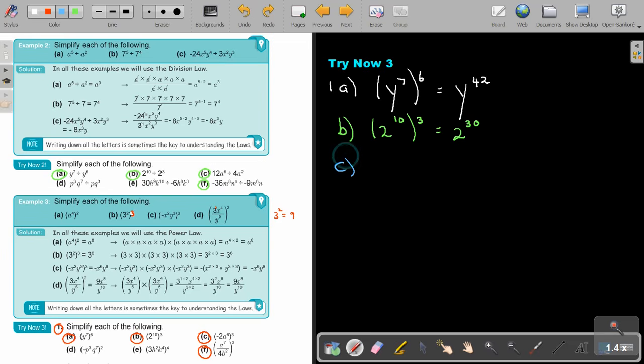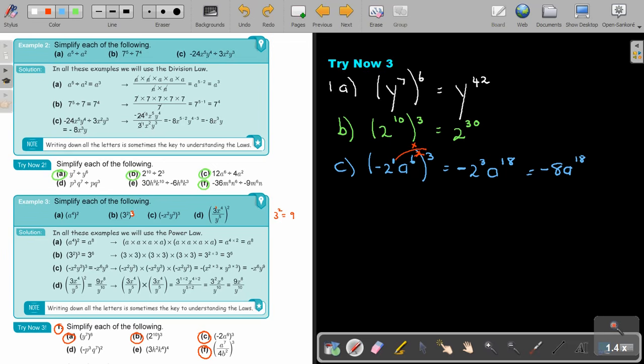Then number C, negative 2a to the power of 6, 3. So how many negative signs will there be? 3. And then it's 2 to the power of 3, a to the power of 18. Remember, you must multiply that and you must multiply that. And then it will just be negative 8, a to the power of 18.